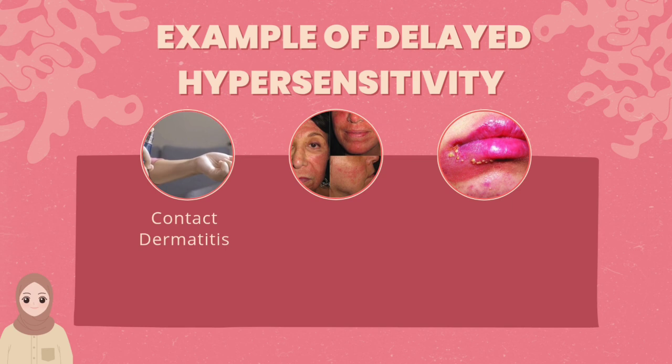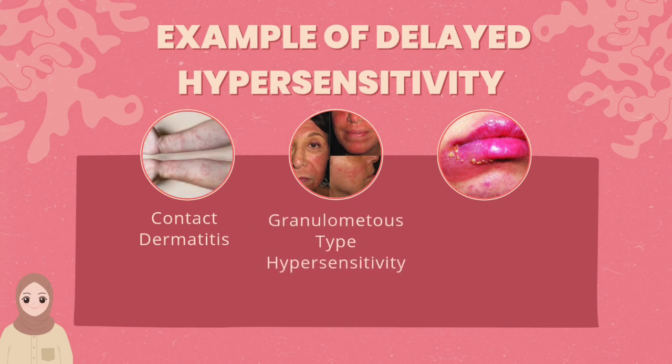Second example is granulomatous type hypersensitivity. It happens when the immune system reacts strongly to something and forms granulomas, which are small clusters of immune cells. The body's immune system becomes overreactive and forms granulomas in different organs. The common types of reaction are sarcoidosis and tuberculosis, TB.